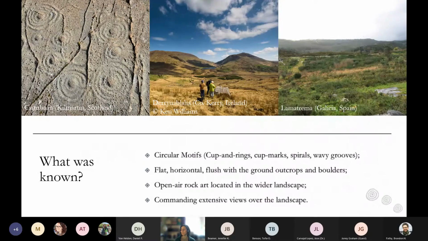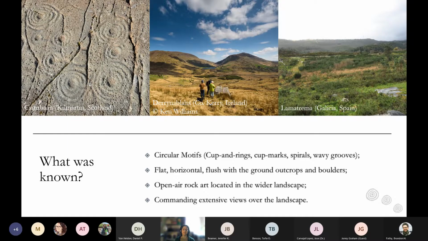Atlantic art is usually characterized by its circular motifs. We tend to talk about cup and ring marks, cup marks, which are just the little hollows on their own, spirals, and some wavy grooves. The rock art was essentially carved, so we've never found any examples of paintings. It's essentially geometric and abstract, carved on flat horizontal outcrops and boulders in the landscape, and they tend to be quite flush with the ground in general. So this is essentially an open air tradition, clearly associated with the landscape.